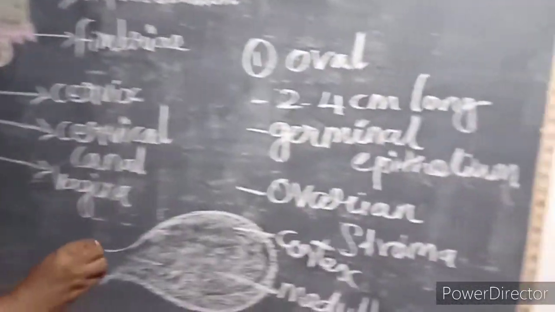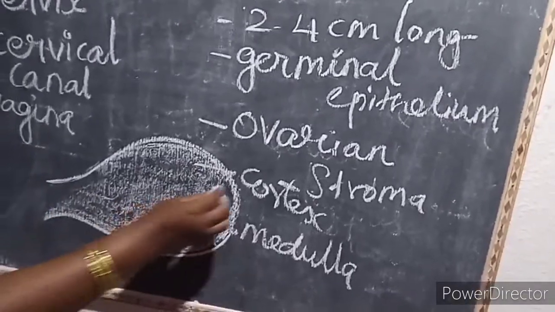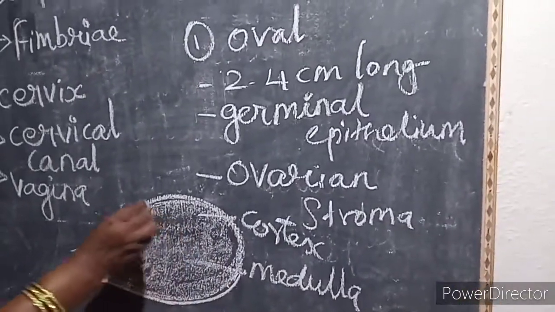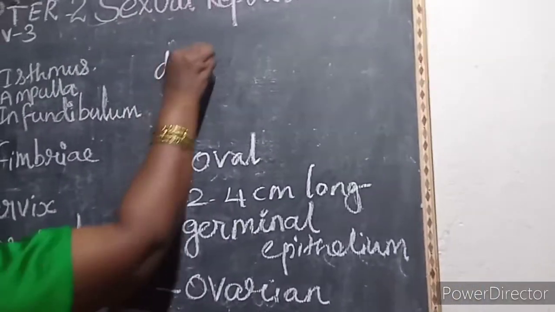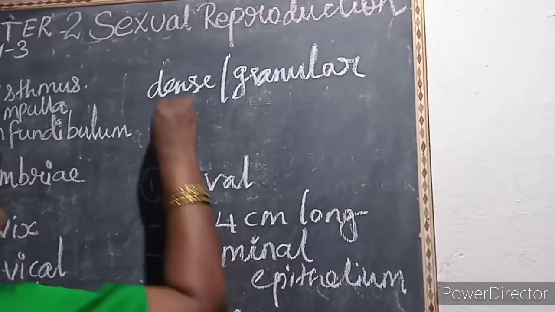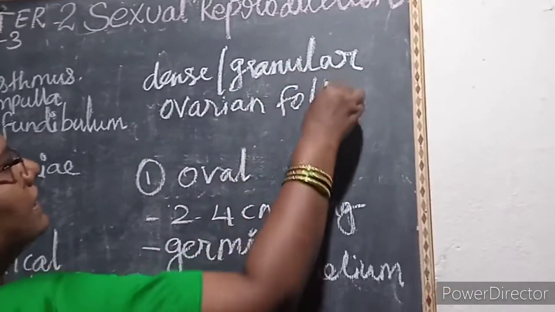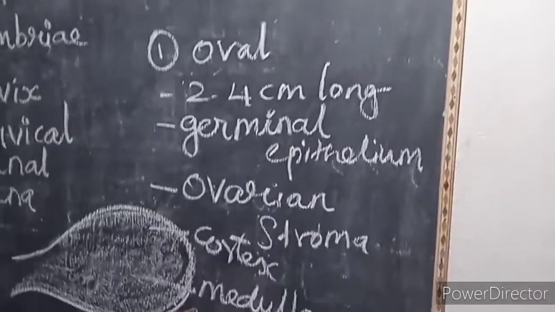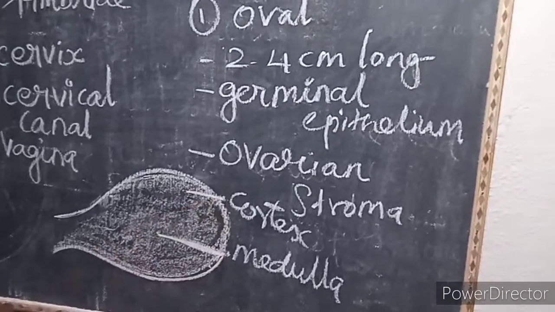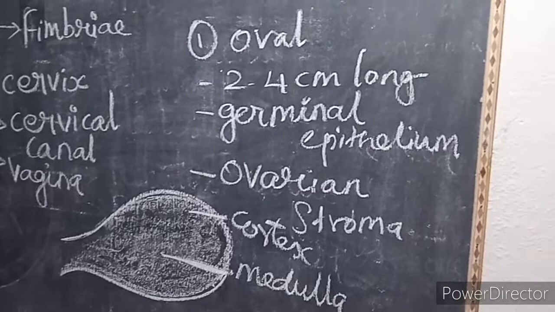This ovarian stroma is differentiated into the outer cortex and the inner medulla. The cortex is dense and granular because it contains ovarian follicles. The medulla is a loose connective tissue which contains blood vessels, lymphatic vessels and nerve fibers.